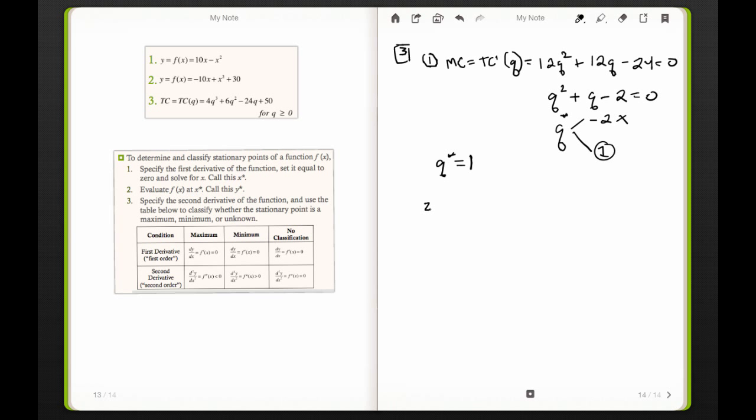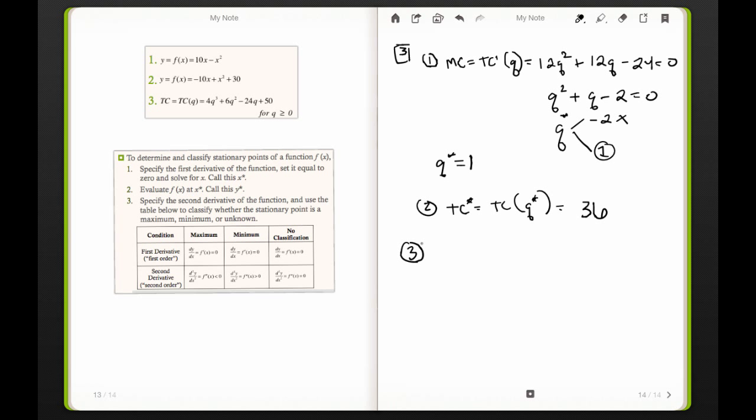Then I'm going to plug this into total cost. I'm going to evaluate the function. So TC star is total cost evaluated at q star, which is going to be 4 times 1 plus 6 times 1 minus 24 plus 50, which is going to be 10 minus 24 is negative 14 plus 50, so we get 36. And then finally, is this a max or min?